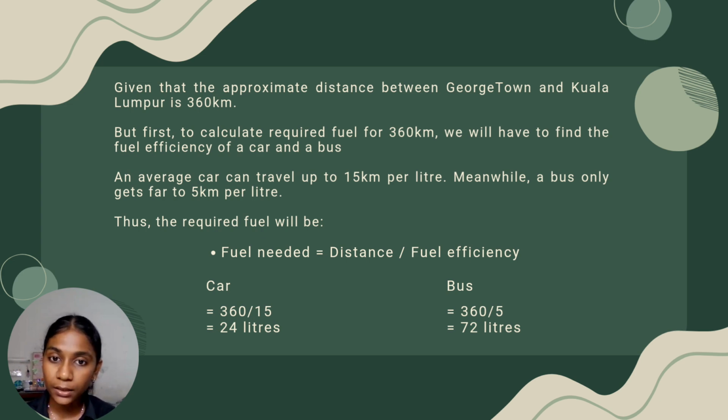So, an average car can travel up to 15 kilometers per liter. Meanwhile, a bus can only go up to 5 kilometers per liter. Now, this is the fuel efficiency value. So the formula for fuel required will be distance traveled divided by the fuel efficiency of the vehicle. So for the car, it would be 24 liters to travel 360 kilometers. Meanwhile, for the bus, it takes up to 72 liters.